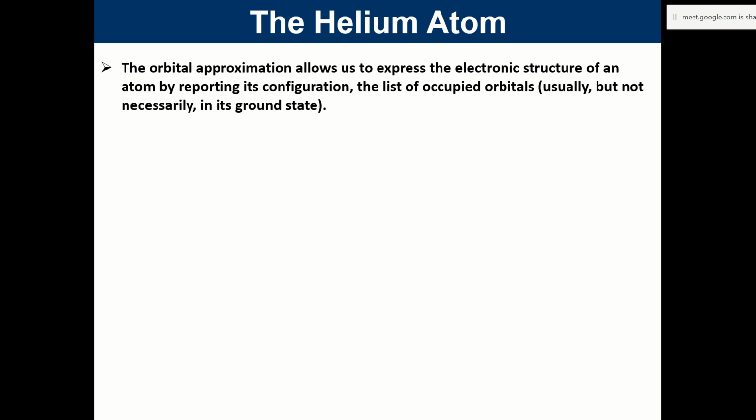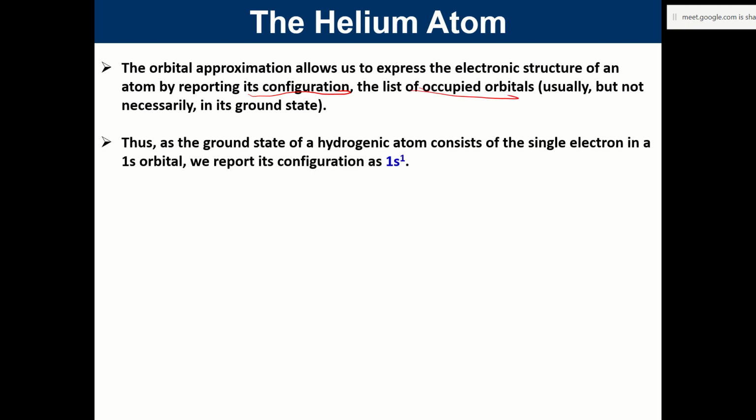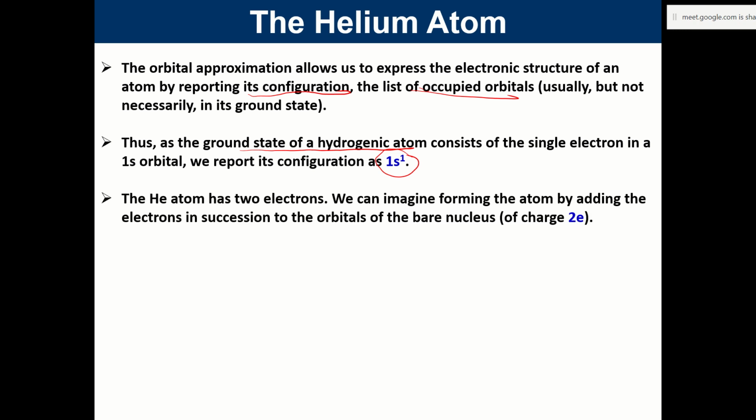So, how does this help you? You are able to talk about the configurations, how the electrons are arranged in their ground state. If you start writing the hydrogen, the ground state of hydrogen was 1s1. In a similar way, you can think of the first electron, it will go into 1s.